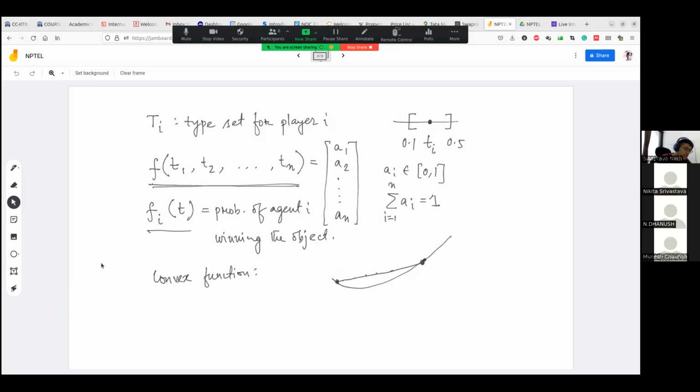You can define it in a different way. For instance, if you have this point to be x and this point to be y, and you take any value lambda times f of x plus 1 minus lambda times f of y, where these lambdas are always between 0 and 1, you are essentially picking some point here. That is going to be at least as much as the actual function value at that point. So f of lambda x plus 1 minus lambda y.